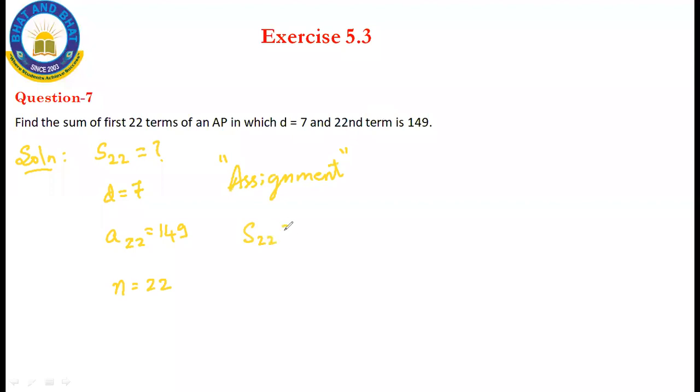S22 is equal to 22 divided by 2 into (A plus L), so you can use that. In between you have to find out what A is. They have not given the first term, and you have to find it out. So this is your assignment question. Question number 7 is your assignment. Hint I am giving: step 1, find A. Step 2, find S22. That's all. Okay, fine students.